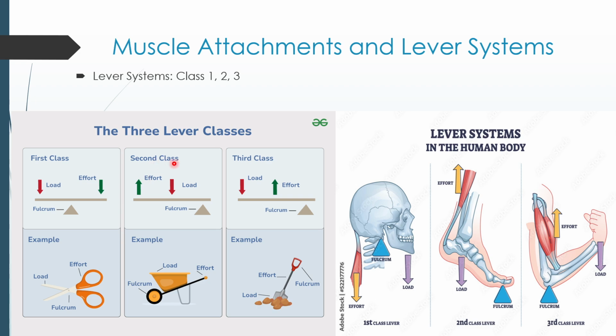Okay, now let's go to the second class. Here, effort comes first, then the load, and right after that the fulcrum. Effort is first, load is second, and fulcrum is third. In the physical world, we use a pair of scissors as one of the applications. In physiology we use these types of actions in these regions, but in physics classes we have several other structures like this.